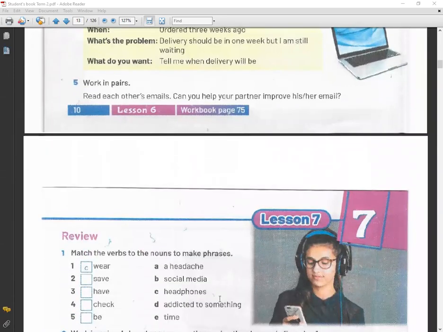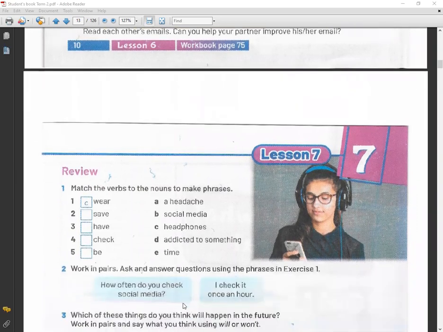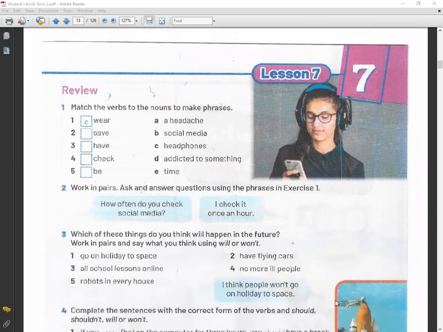Here is a review. Please match the verbs to the nouns, but it's easier than the previous one. Number 1 is done for you. Wear headphones, save time, have a headache, check social media, and be addicted to something. That's right. In exercise 2, we need to work in pairs, ask and answer questions using the phrases in exercise 1. How often do you check your social media? I check it once an hour.